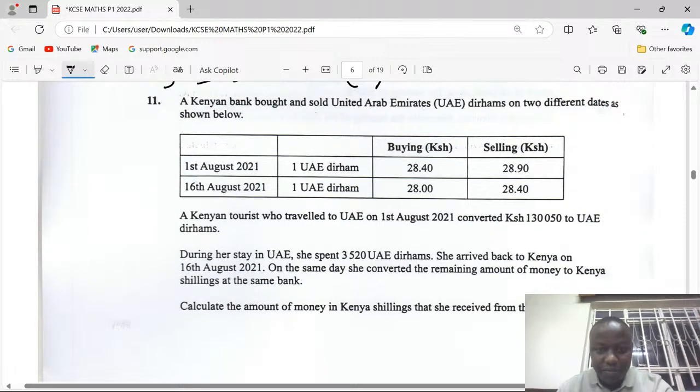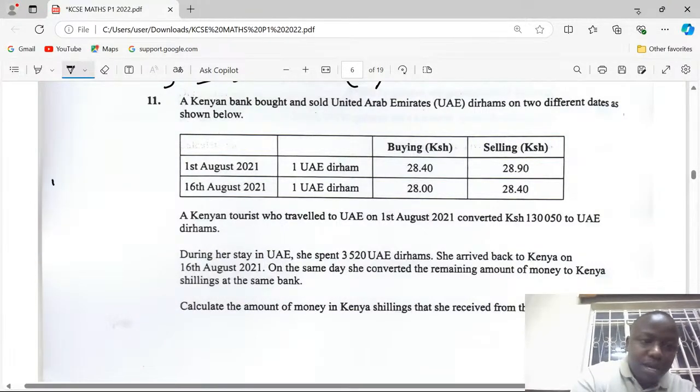So on the first day, when she was approaching the bank, she wanted to go out because she's a Kenyan. Being a Kenyan now, she has to go to the bank and buy foreign currency. Remember, there are these acronyms which you use and they help us to calculate or determine exchange rates, whereby we usually say from a Kenyan currency to foreign currency.